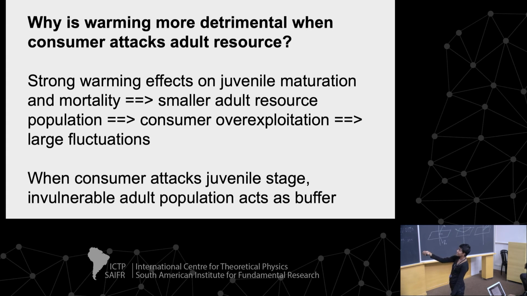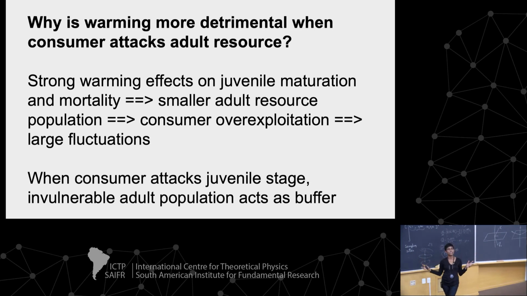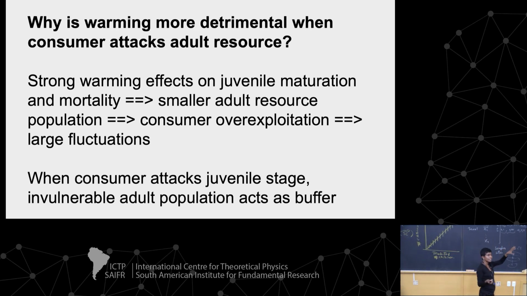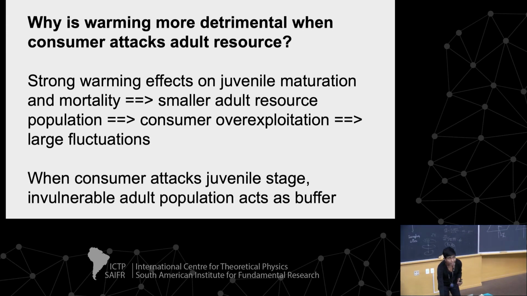When the consumer attacks the juvenile stage, the invulnerable adult stage acts as a buffer. This is very well known in stage-structured population dynamics. The adult stage sort of averages over. That's kind of like your buffered population growth in a stage-structured life cycle. So that is to be expected just simply based on the life history.